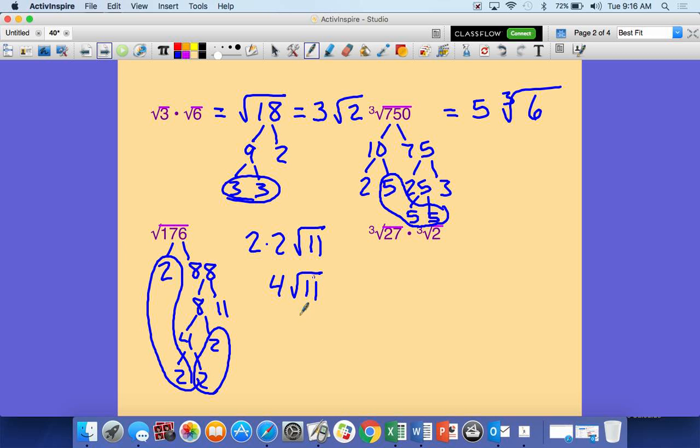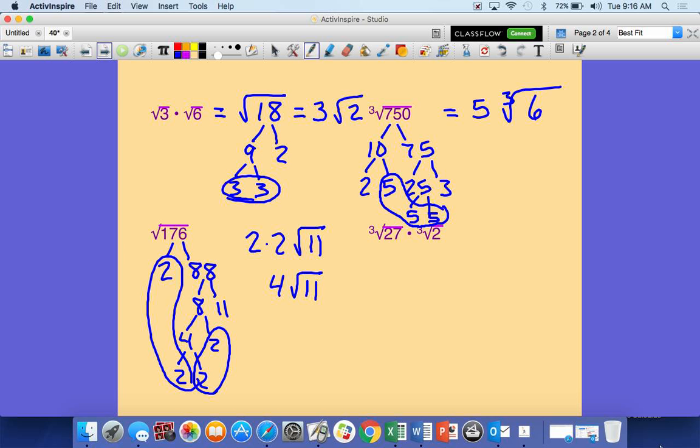Now what you could do to check this, just to make sure you have it right, you could type in your calculator the cubed root of 750 and you could get a decimal equivalent of whatever that is. And then you could check, well, what is 5 times the cubed root of 6? And if it's the exact same number, then you know you have the right answer.